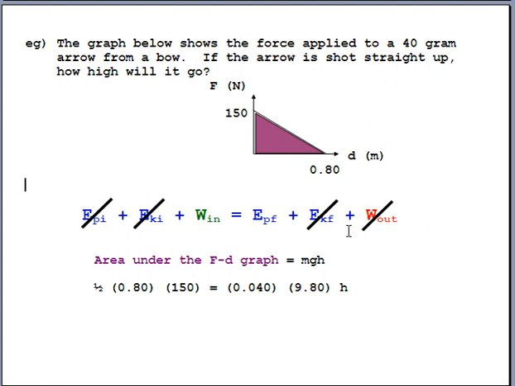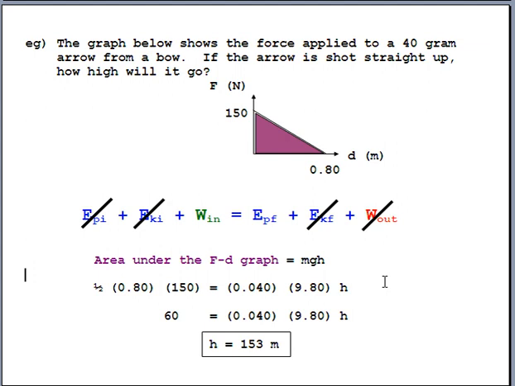So 1/2 the base times the height. That's what's going on over here. This is just me finding that purple area, right? Because if I can find the area under that graph, I have found exactly how much work there is. And then here's my MGH. Plug and play, it's done. Did have to change the 40 grams to 0.04 kilograms. It goes pretty high, like a football field and a half up.